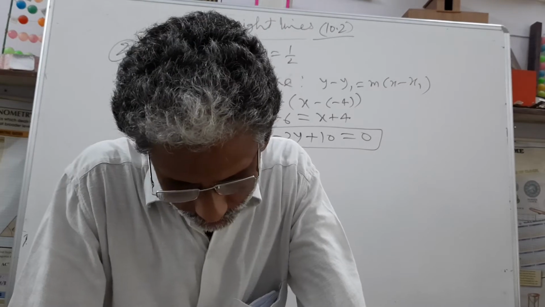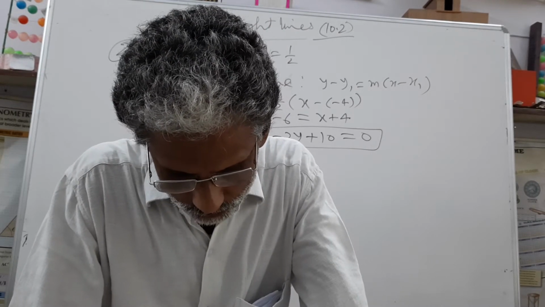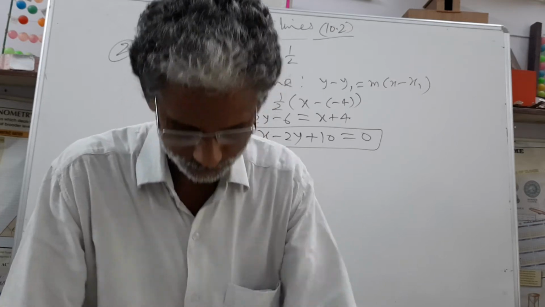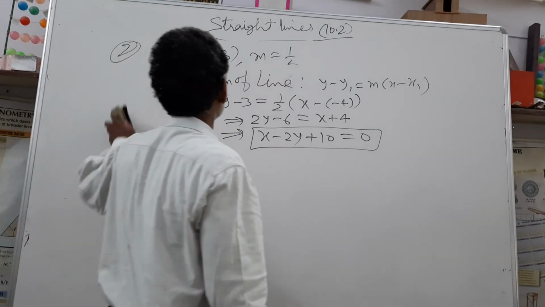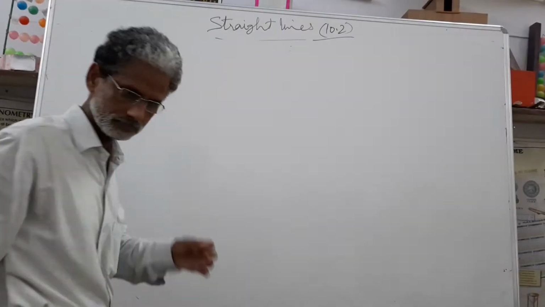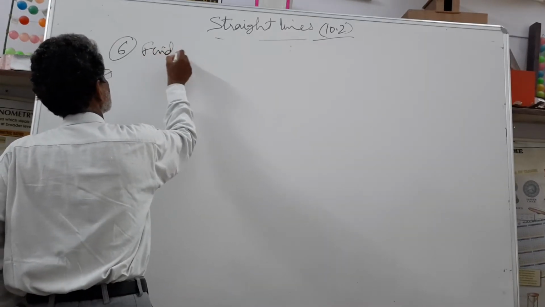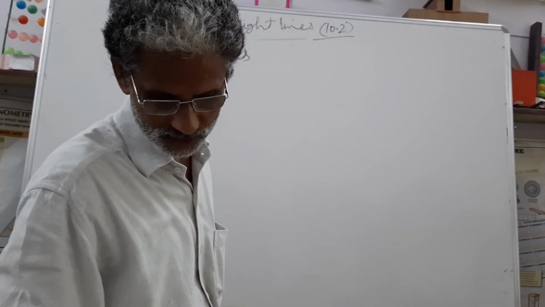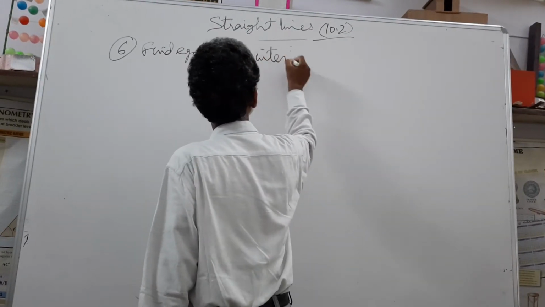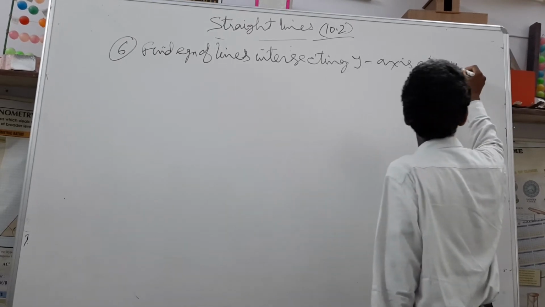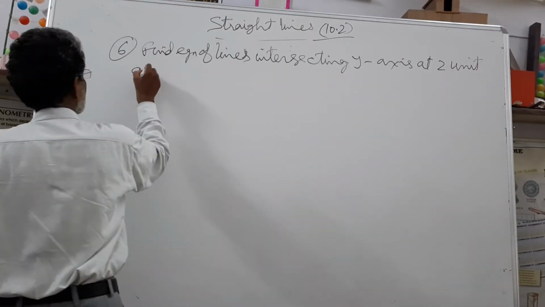Now, select question number 6. Find equation of line intersecting y-axis at a distance of 2 units above origin.